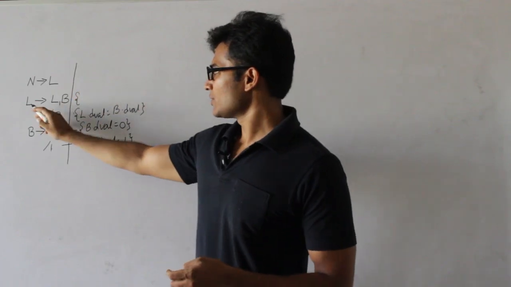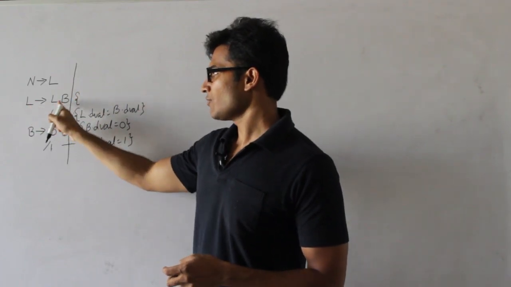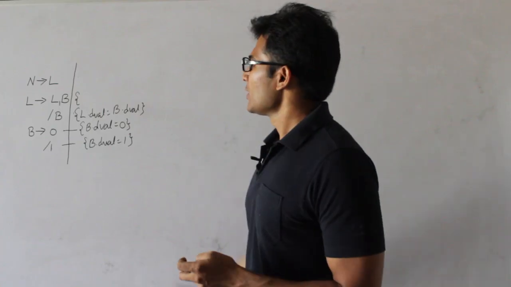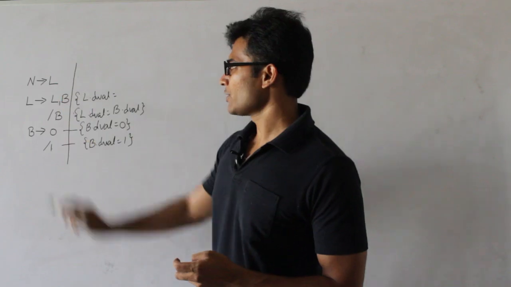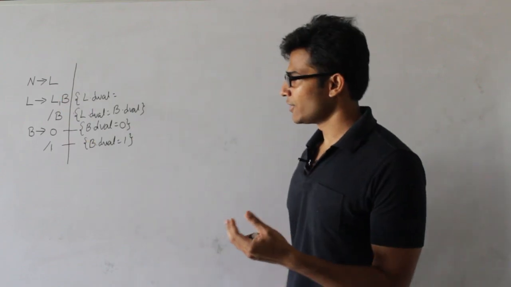And coming to this production, L derives L1 followed by B, L dot decimal value is equal to whatever L1's decimal value is. We have seen it, right?